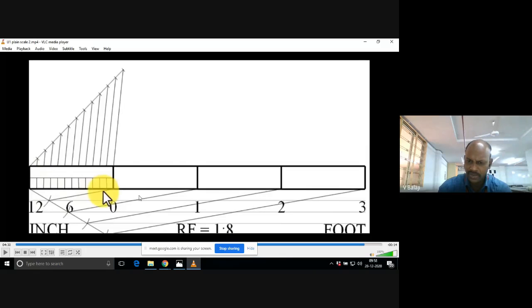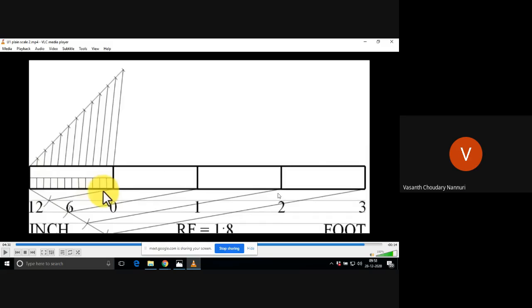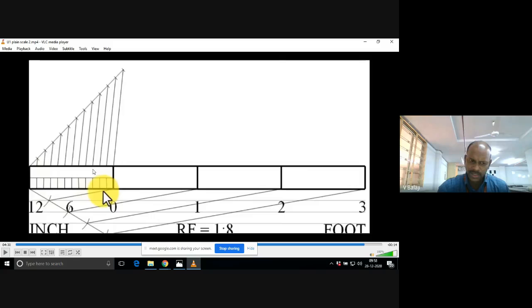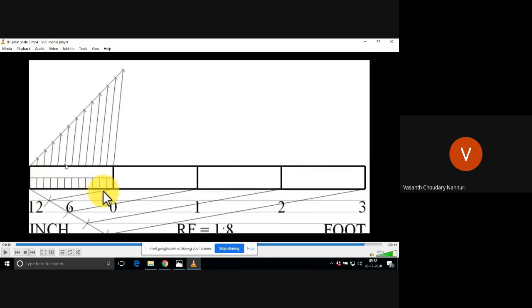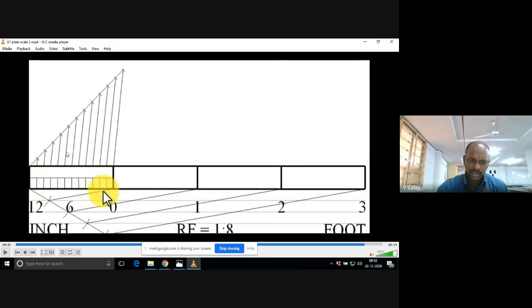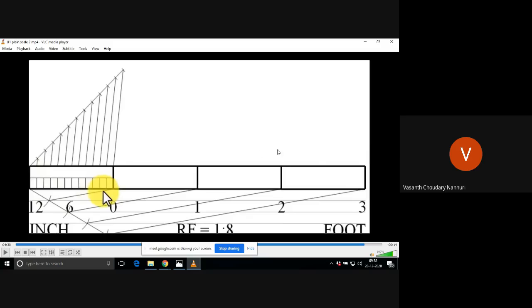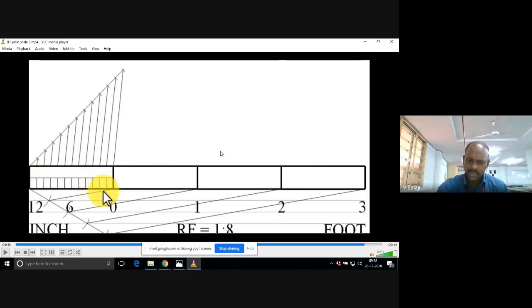Now I will ask you how to mark a distance of 2 feet 7 inches. At 2 we have to draw a vertical line, and at the 7th inch you can draw a vertical line. Join them by one horizontal line. Then we write 2 feet 7 inch. That's it.